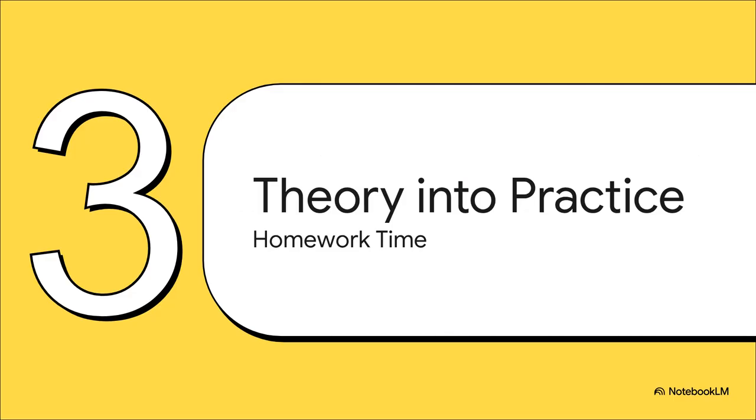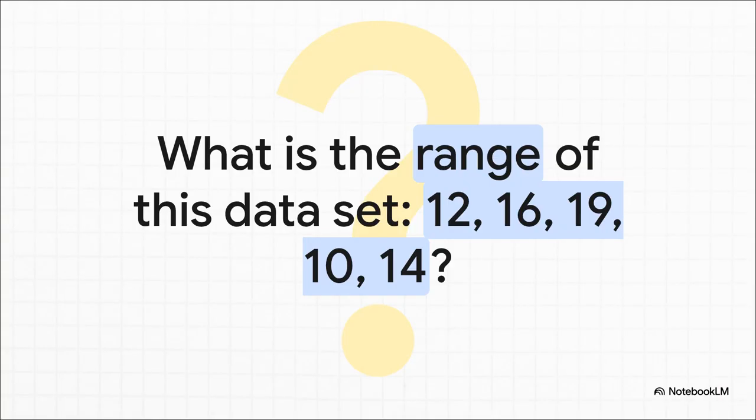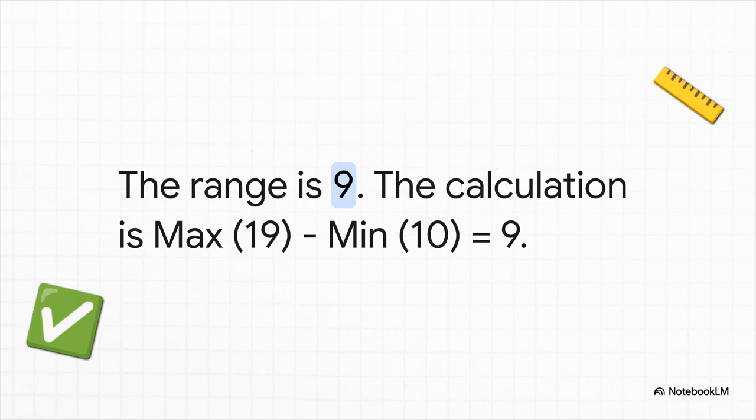All right, now it's your turn. The best way to really learn this stuff is to just do it. The lesson plan actually includes some homework problems, so let's tackle one together right now. Here's the data set, 12, 16, 19, 10, and 14. So what's the range? Remember the steps, find the maximum, find the minimum, and then subtract. I'll give you a second. Did you get it? The highest number in that list is 19. The lowest is 10. So 19 minus 10 gives us a range of 9. Simple, powerful, and now you totally know how to do it.